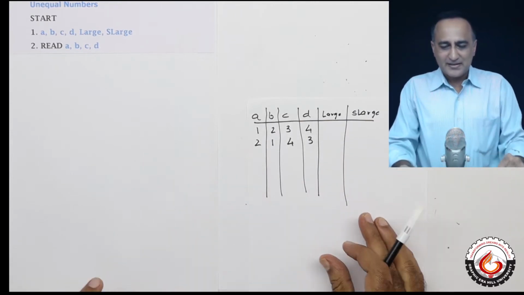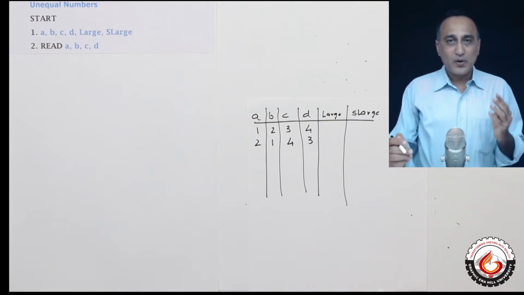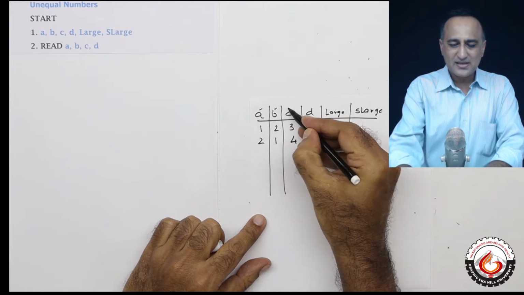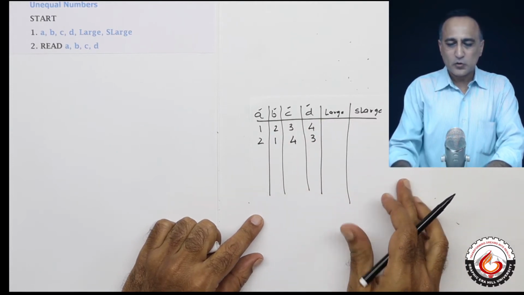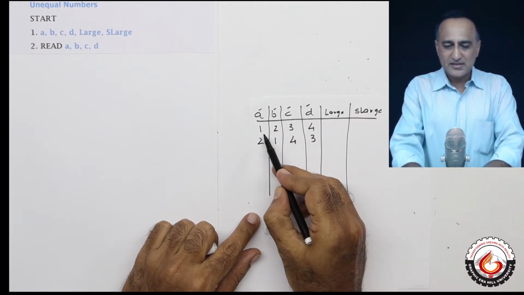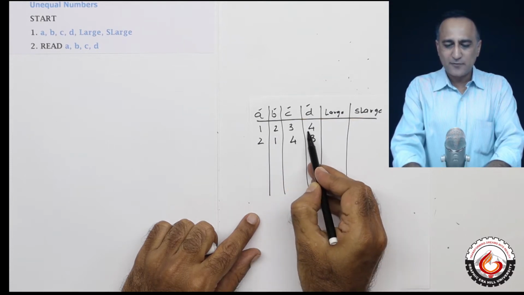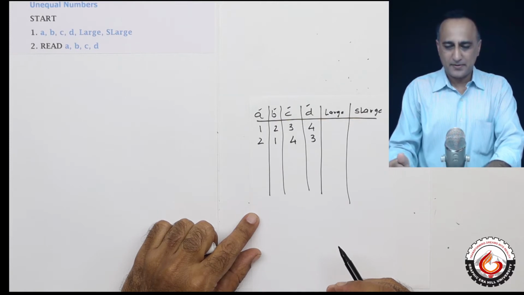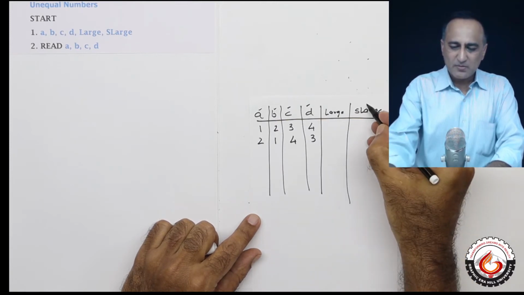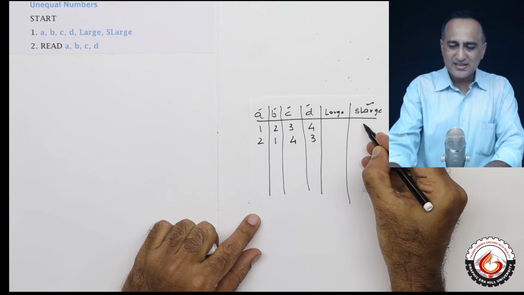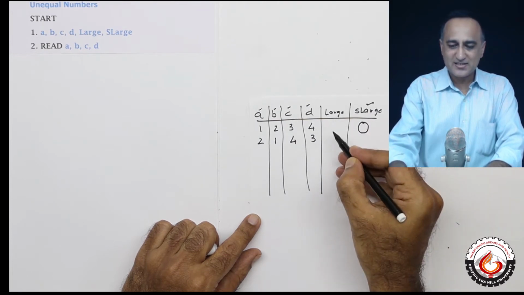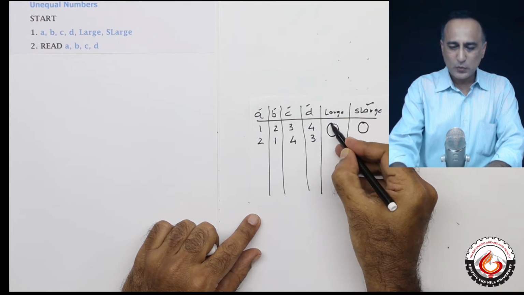Now in order to find the second largest, I will require four variables whose names I am giving as A, B, C and D. So A, B, C, D are going to contain these values 1, 2, 3, 4 or any other unequal values the user is going to enter. Then I'm going to have one variable called second large to store the second largest value, and another variable called largest to store the largest value.